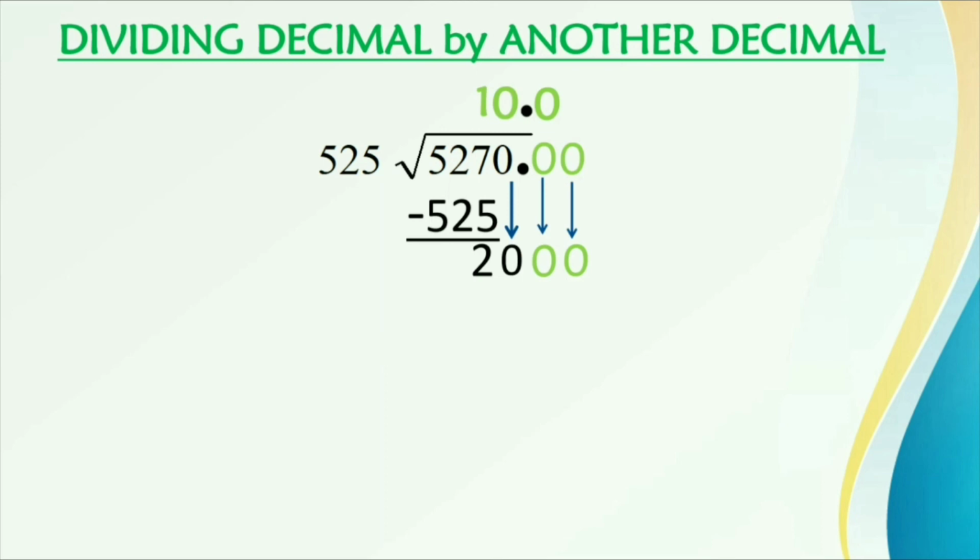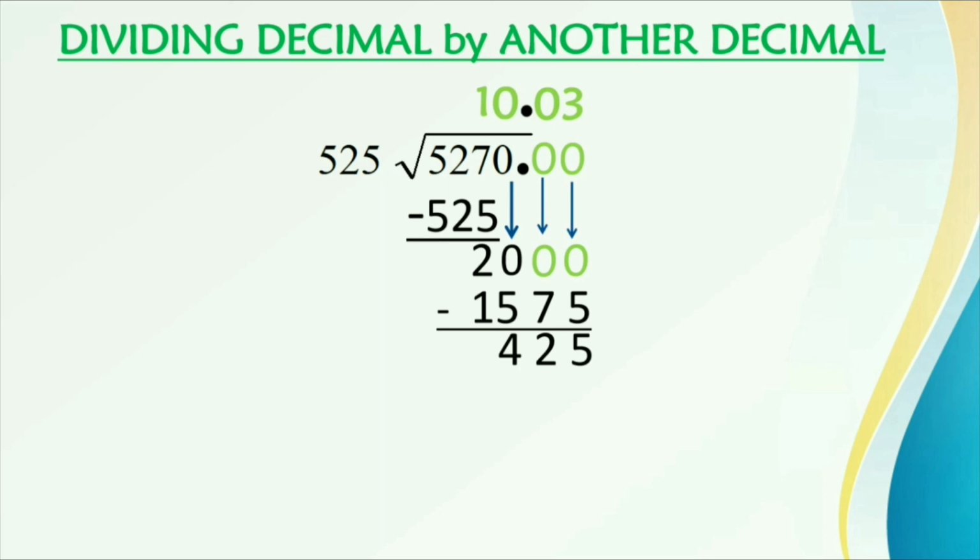So, pwede na. So, ilang 525 meron tayo ngayon sa 2,000? So, we have 3. And then, after dividing, let's multiply 3 times 525. We have 1,575. And then, let's subtract 2,000 minus 1,575. That will give us 425. Okay, and then the division will continue. Okay, so, mag-stop na tayo dito.